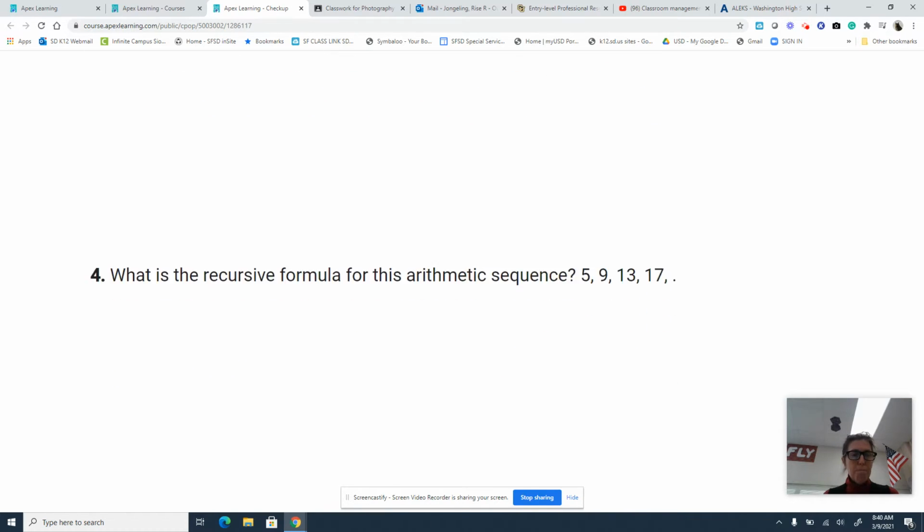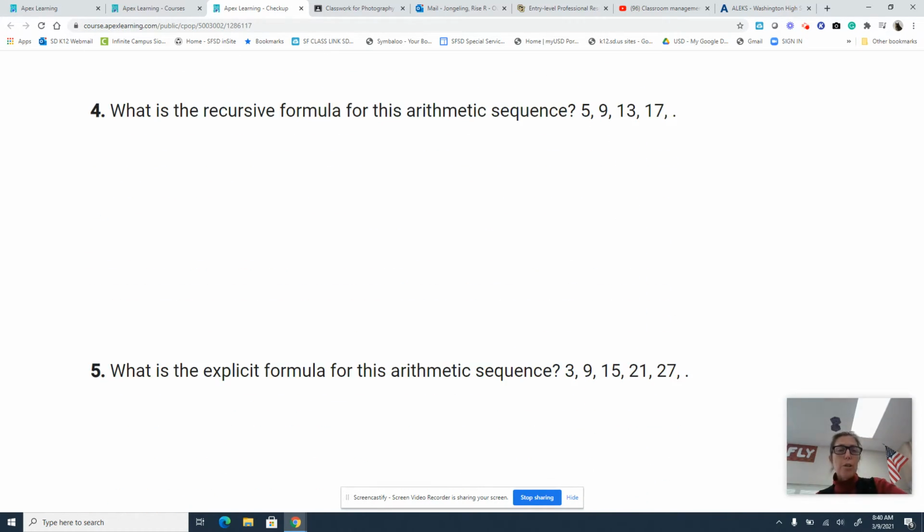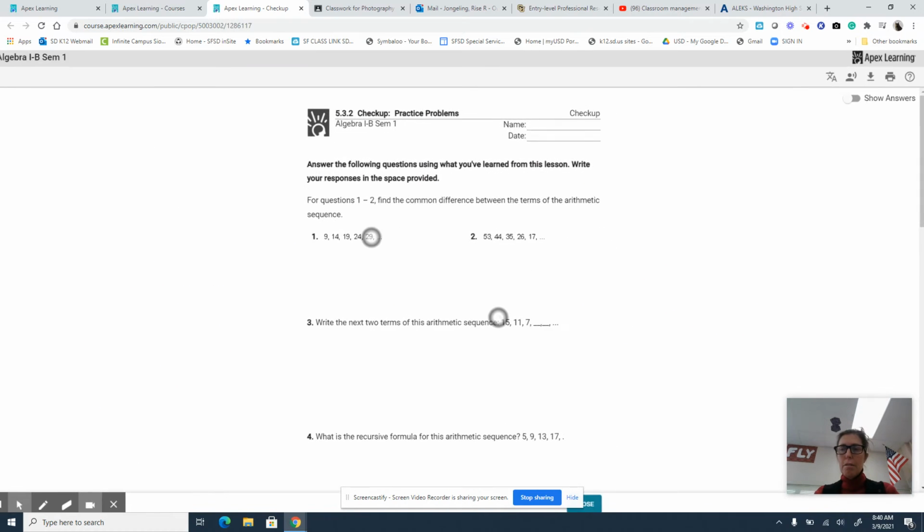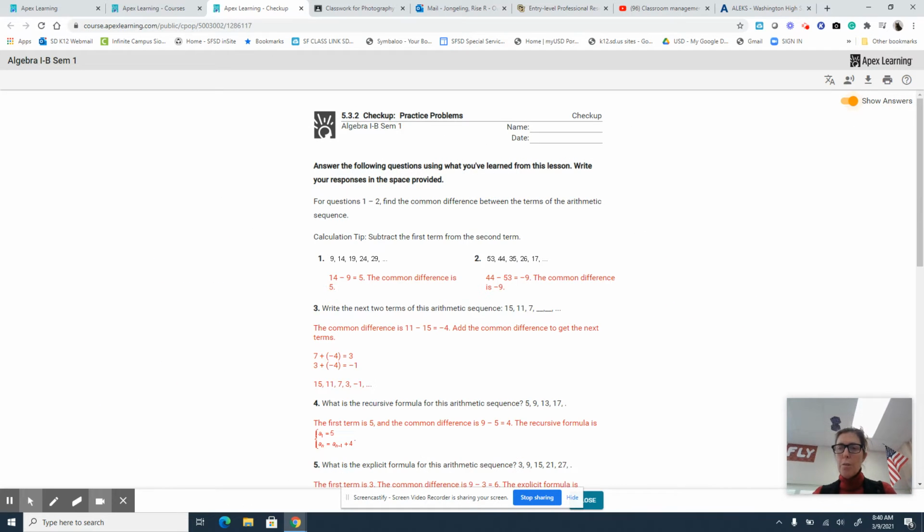Let's go to number 4. What is the recursive formula for the arithmetic sequence 5, 9, 13, and 17? So what is happening to this? It is 5 to 9, it looks like you add 4. 9 to 13, add 4. And 13 to 17. Okay, so you're adding 4, but recursive means, what did you start with?